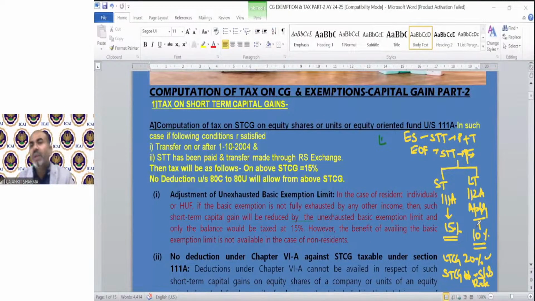So we have two kinds of long term and two kinds of short term. One short term is 111A. It has a separate provision of taxability at 15%. Other short term will fall as per slab rate, person-wise. The long term will be at the rate of 10%, with no indexation benefit. So these are the cases. Clear?